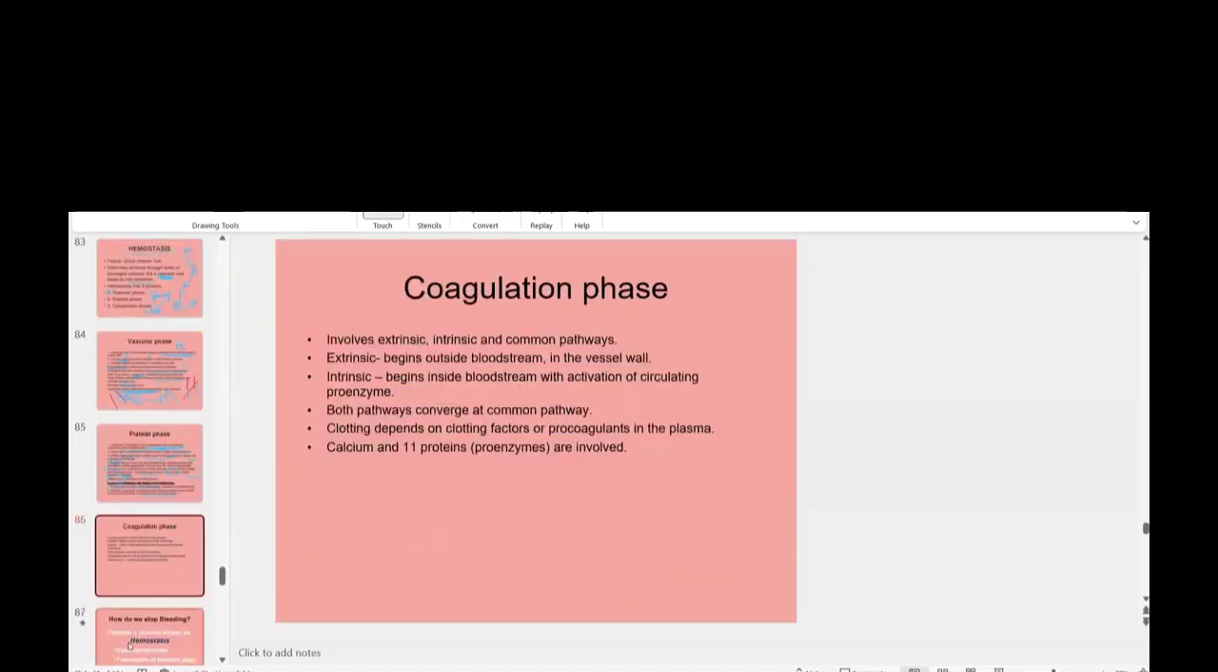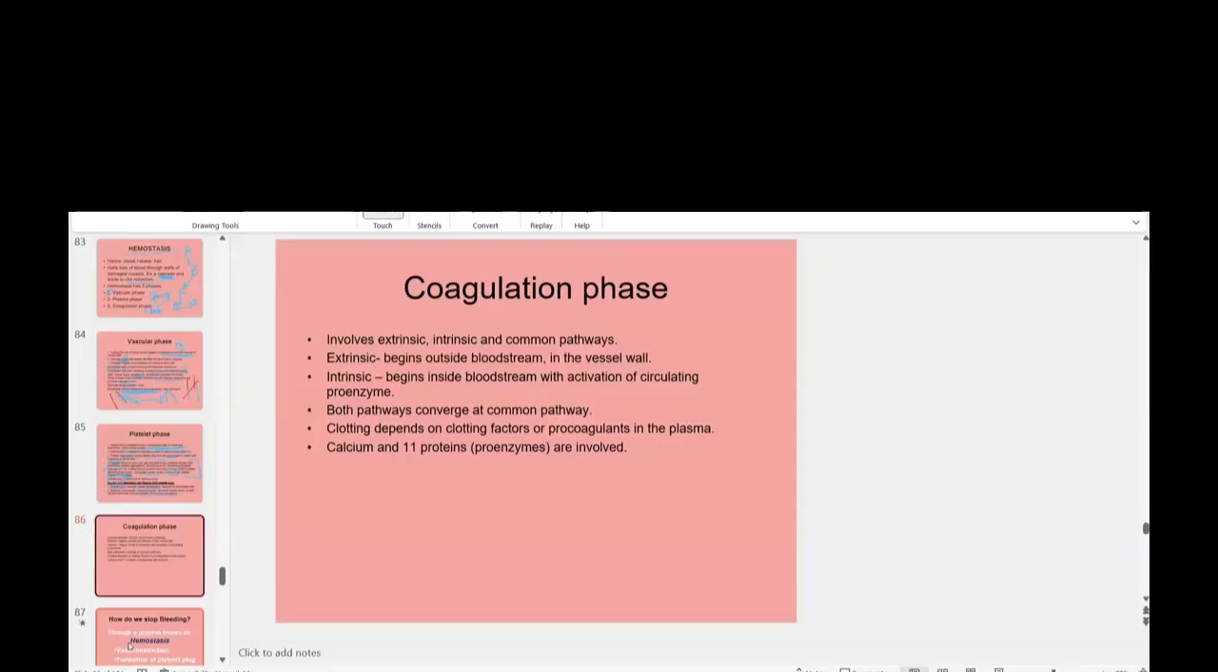We go to the coagulation phase. So this is the third phase, and this is the final phase, and this is the most important phase. It involves extrinsic, intrinsic, and common pathways. Extrinsic begins outside the bloodstream in the vessel wall, and especially in the tissues. Intrinsic begins inside the bloodstream with activation of circulating proenzymes. By the term extrinsic, you know, external; intrinsic means internal, inside the bloodstream. Both pathways converge at the common pathway.